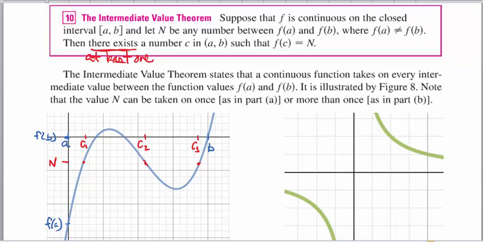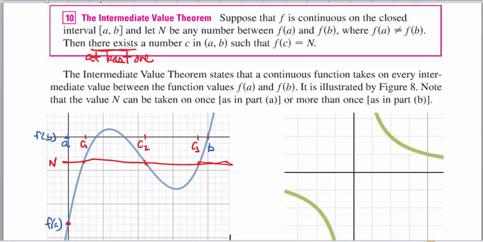And again, this theorem just makes sense if you think about it. Is there any possible way that I can get from here up to here without crossing this horizontal line? No, right? There's no way I can get from down here to up here, as long as it's continuous, without crossing that line at y equals n at least once. And in this case, it happens 3 times, right? So that's all the intermediate value theorem is saying.